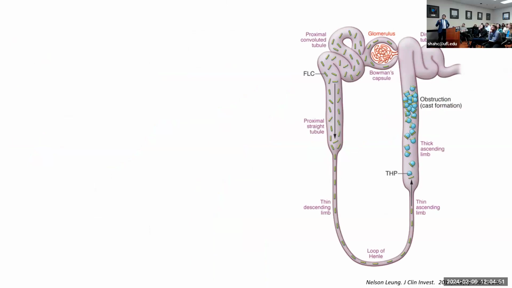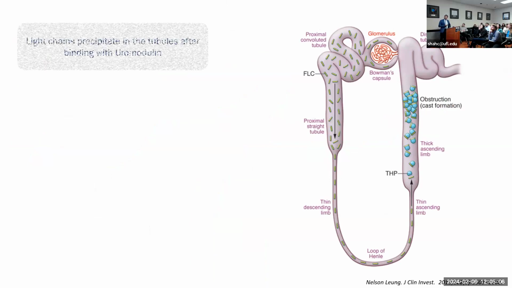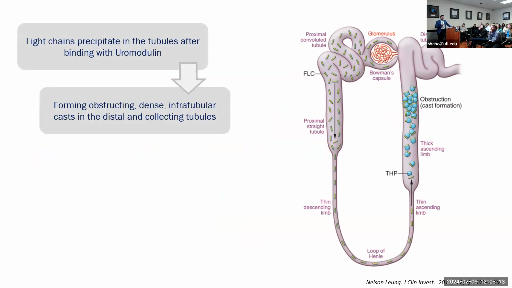So to summarize, what is the pathophysiology of cast nephropathy? Light chains, having a low molecular weight, can be freely filtered. Kappa light chain is almost 24 kilodaltons, lambda light chain almost 48 kilodaltons. They can be freely filtered through the Bowman capsule. They reach the thick ascending limb of the loop of Henle, where they encounter uromodulin, or Tamm-Horsfall protein. Binding will create a cast, and they will obstruct the distal and collecting tubules.